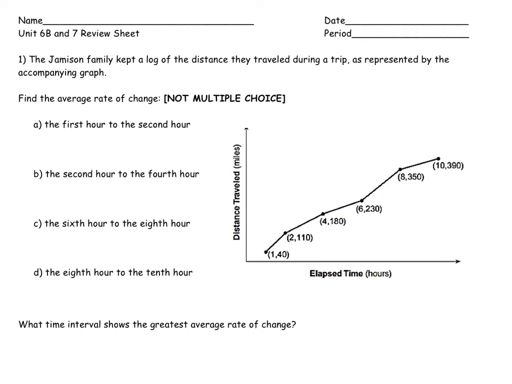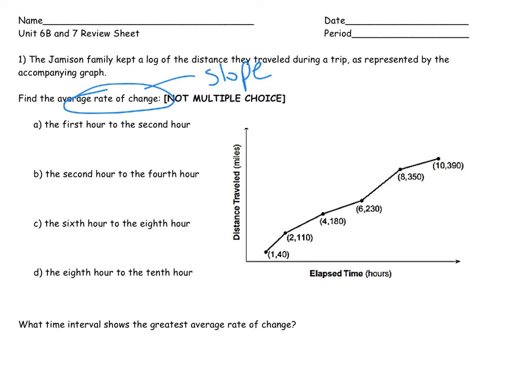So I'm going to be going over the Unit 6B and Unit 7 review sheet. Alright, so if we look at the first one, it's asking about an average rate of change. So if we look at this average rate of change, another word for that would be slope. Okay? Alright, so I'm not going to do all of these out, but we're just going to do from the first to second hour.